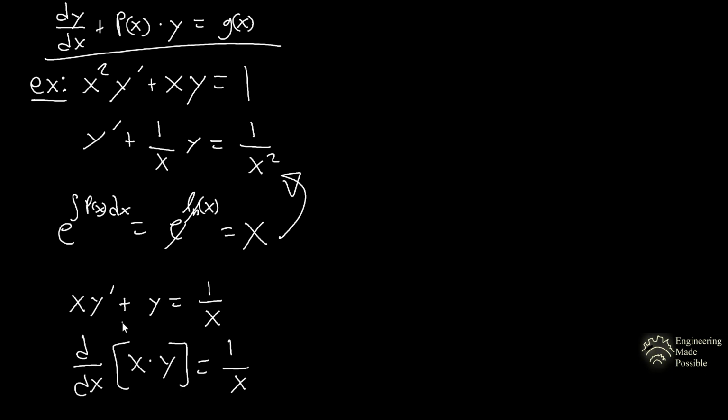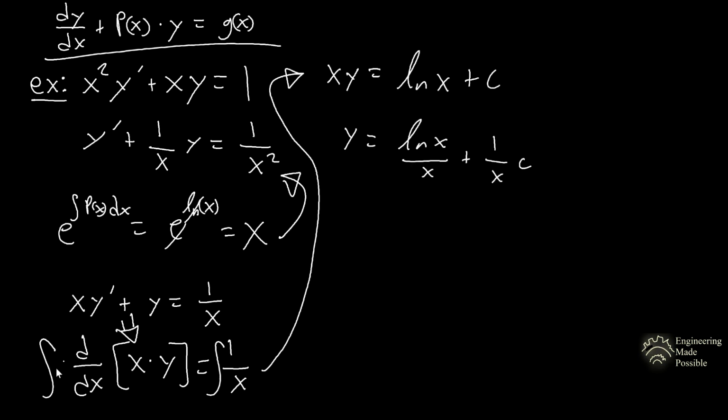And this is equivalent to saying the derivative with respect to x of x times y, you applying the product rule, is x y prime plus the derivative of x times y. So it's equivalent to saying this, and now you just integrate both sides and solve. So on this side, basically your integral and the derivative cancel out, and you're left on the left-hand side with x times y is equal to ln of x plus the arbitrary constant.